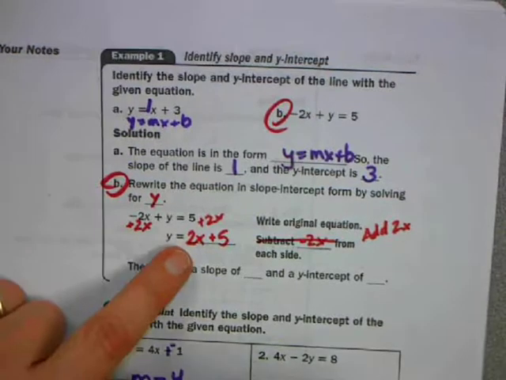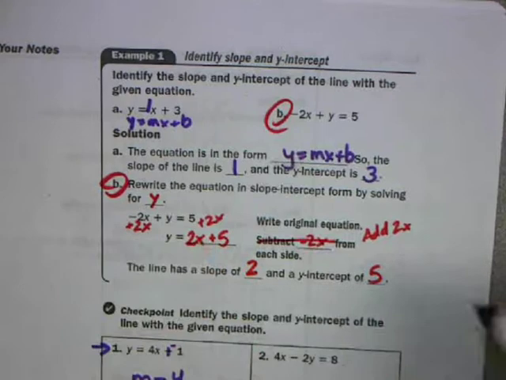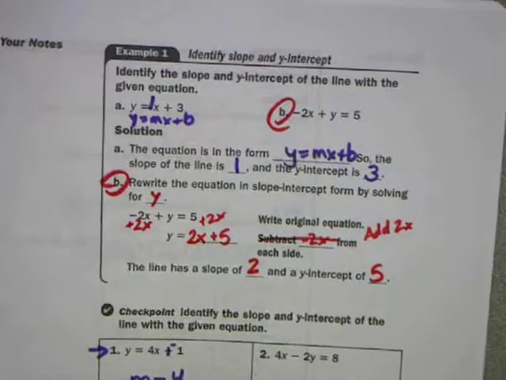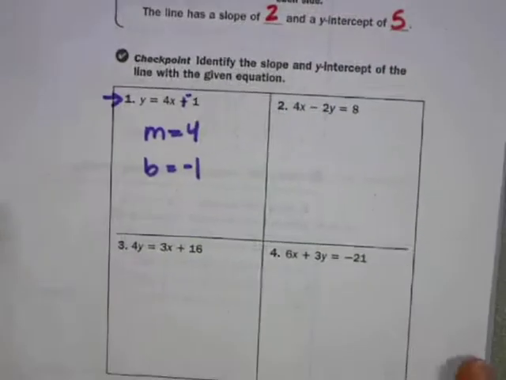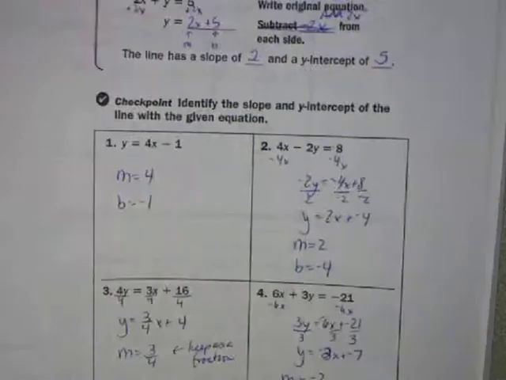Now what's the slope of this line? 2. What's the y-intercept of this line? 5. Great. So this solving for y sometimes is the hardest part for kids. So what you're going to do right now is you're going to do those 3 examples down there, pause it, and then come back and take a look at the answers on the video.